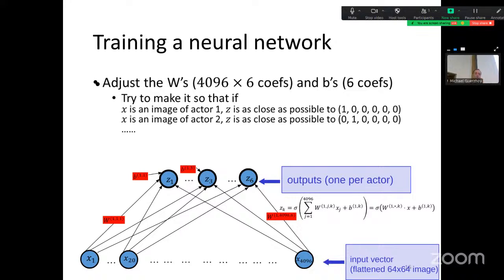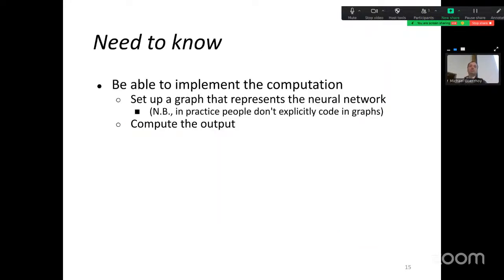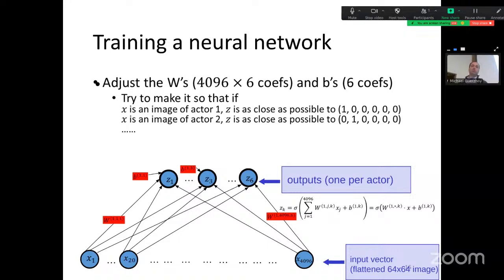So the outputs are between 0 and 1 because I transformed them using the sigmoid. But that's just because we set it up that way. Did we say what the B's are? So the B's are also coefficients.